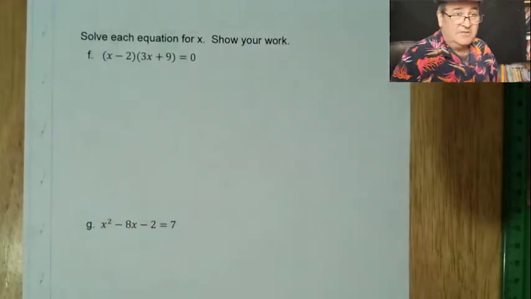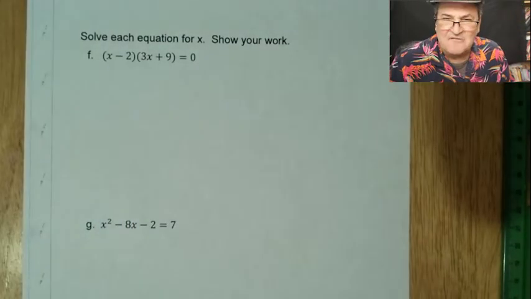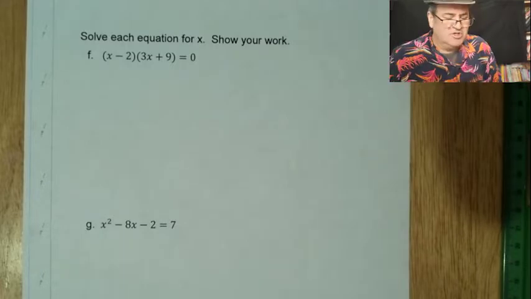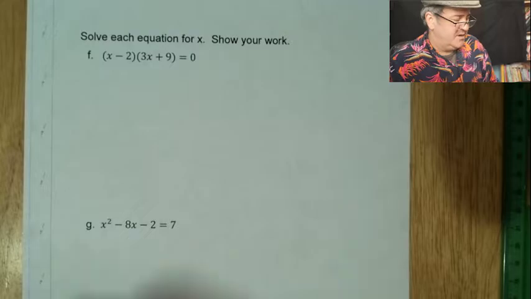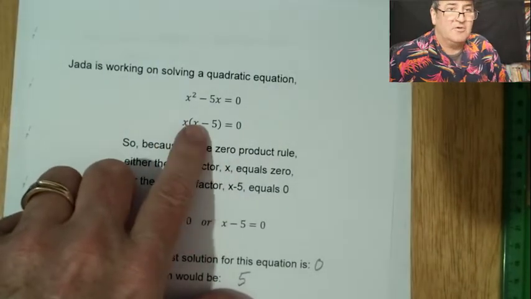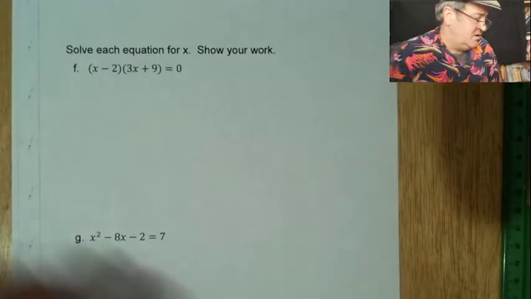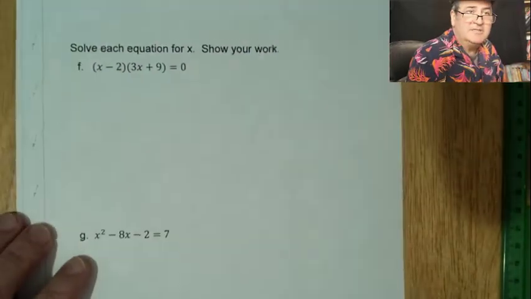Now this first one, we like it. It's already in factored form, right? We were looking at that problem that Jada did. Jada did this problem where she got it to factored form and then just set both the factors equal to 0 because the equation was equal to 0. Well, let's look at ours. Ours is in factored form and it's equal to 0.